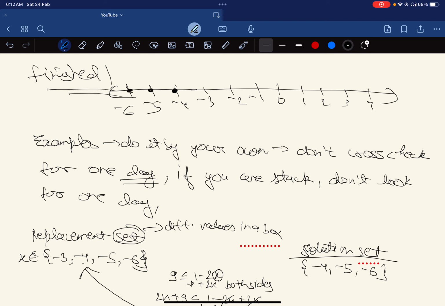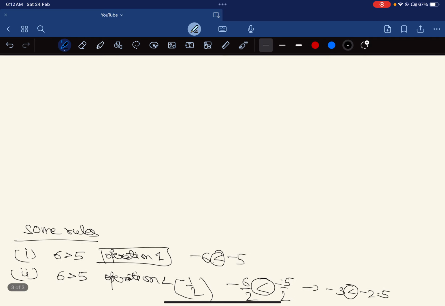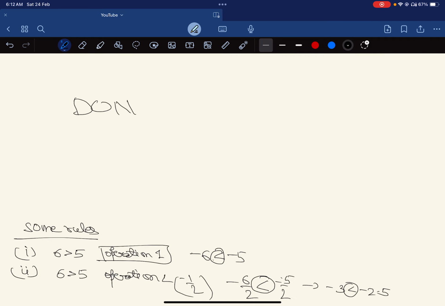And you just got 3 out of 3 marks for solving this question. Okay, so I guess we're done. I'll bring more exercises and solve them for you. Okay, bye guys. Bye.